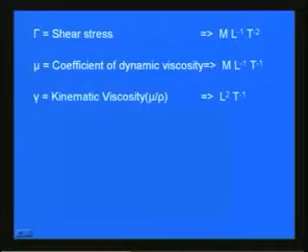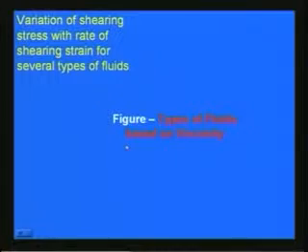So, for various liquids like water and air, the coefficient of dynamic viscosity varies and the shear stress also varies. Now, with respect to this variation of shearing stress and the rate of shearing strain, we can classify the fluids into various categories. So, here I will show a figure. So, this figure you can see here.